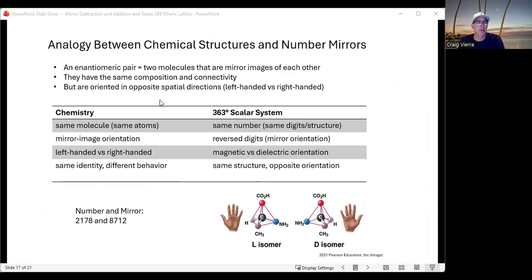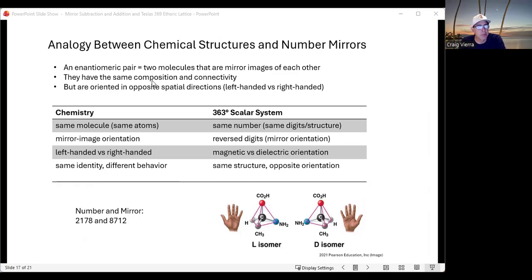Now, sometimes people would say, "Oh, I'm not sure you know what you're doing with these numbers. Is this valid?" I've already said it was mathematically valid, and the mathematicians use this. But I wanted to give you an example from chemistry, because you see this in chemistry. It's kind of an analogy between chemical structures and the numbers. So I'm treating them like mirrors. In chemistry, there's something known as an enantiomeric pair. This is where two molecules are basically mirror images of each other.